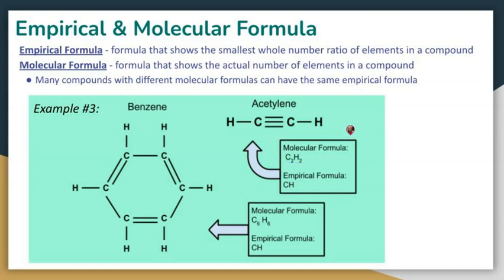Acetylene is C2H2, whereas benzene is C6H6. But if we were to simplify these down to their empirical formulas, 2 divided by 2 gives us CH, empirical formula, 1 carbon, 1 hydrogen. And 6 divided by 6 gives us CH as the empirical formula again. So the empirical formula is just showing the ratio of the elements that make up the compound. It is not showing the actual number of each element in the compound. And that's important to note when moving forward.